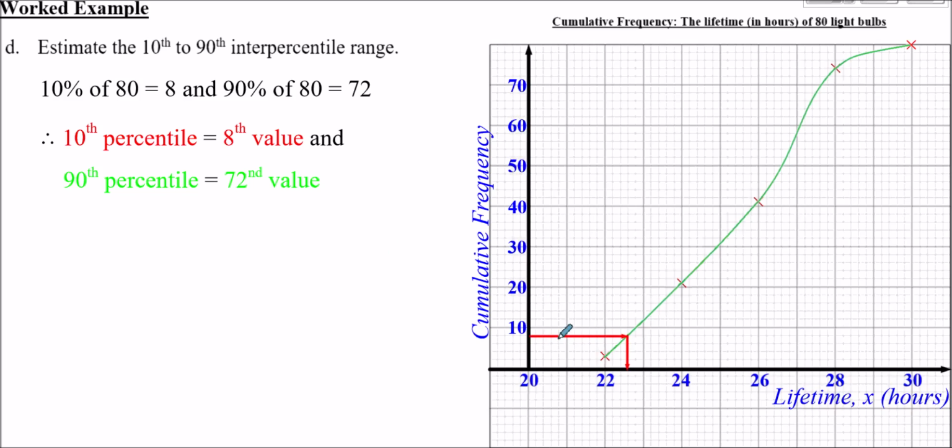So the 8th value, we go along from the 8th one up and go down when we hit the curve. So according to my graph, I get that to be about 22.6 hours for the 10th percentile. We then do the same for the 90th. 90% of 80 is 72, so we're going to read off at the point 72 and go down when we hit the curve, which looks something like this.